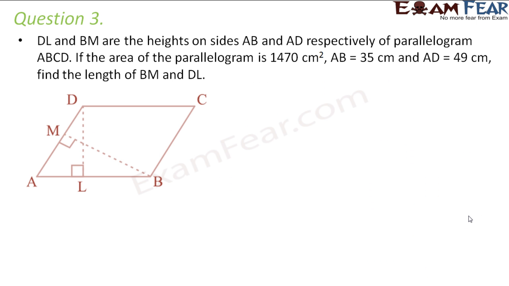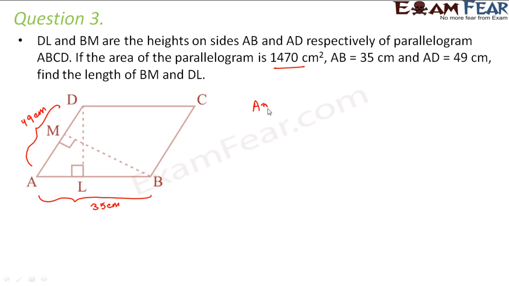Question number 3. DL and BM are the heights on sides AB and AD respectively of a parallelogram ABCD. So ABCD is a parallelogram and we are seeing perpendiculars on two sides of this. If the area of the parallelogram is 1470 centimeter square, AB is equal to 35 centimeters, that is, this entire length of AB is 35 centimeters, and AD is equal to 49 centimeters, that is, this length is 49 centimeters. Find the length of BM and DL. So we have to find out this BM and this DL length.